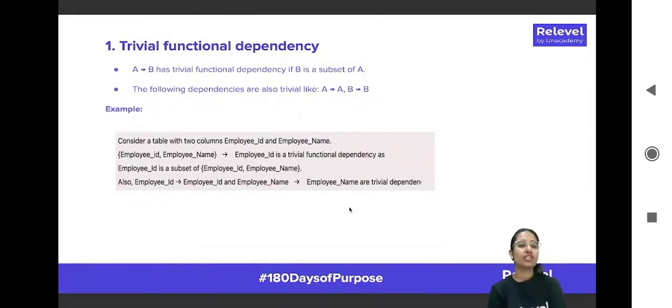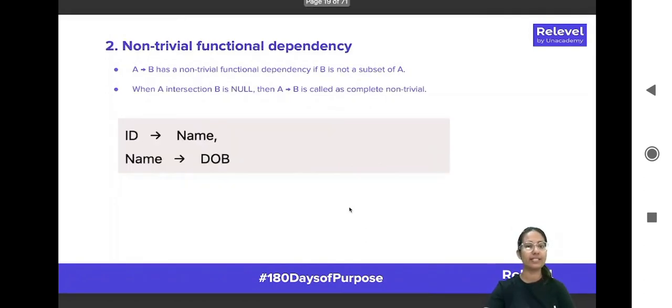A to B has a trivial functional dependency if B is a subset of A, if the dependent is a subset of the determinant. The following dependencies are also trivial: A to A and B to B. The example says, consider a table with two columns, employee ID and employee name. Using employee ID and employee name, we can find out the employee ID. Now, this is an example of a trivial functional dependency as employee ID is a subset of employee ID and employee name. Also, employee ID to employee ID and employee name to employee name are also functional dependencies. So I hope with this you understand what trivial functional dependency is.